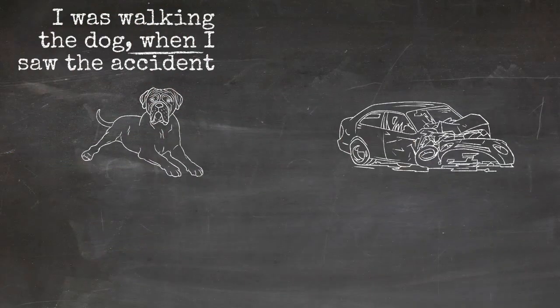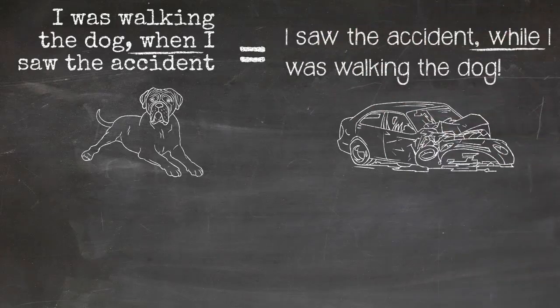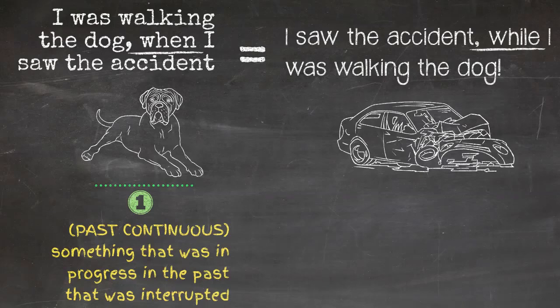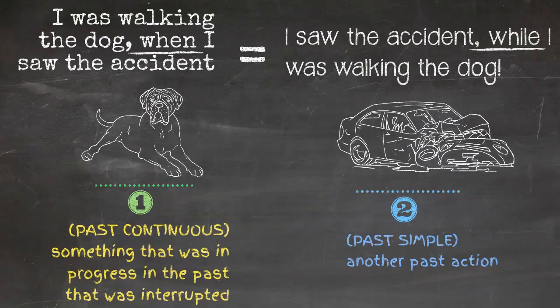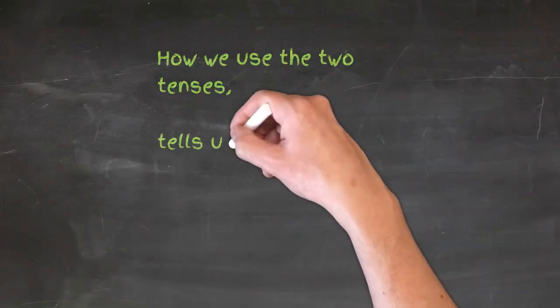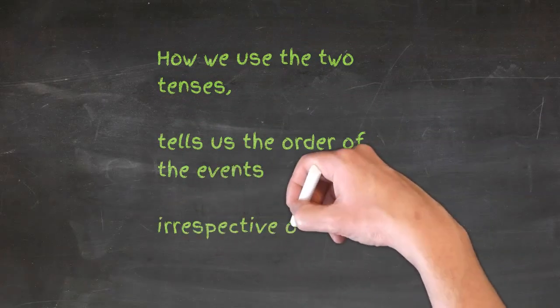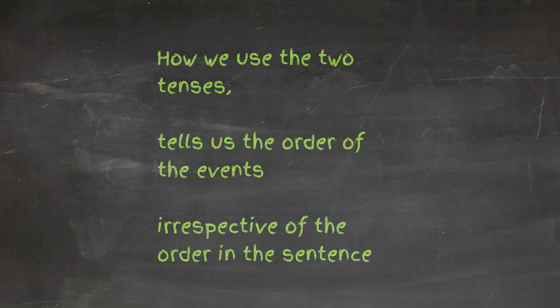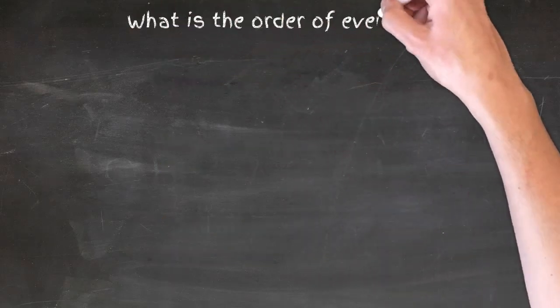Remember, the order can be changed. The sentence can be written as, I saw the accident while I was walking the dog. In both these cases, the walking of the dog was interrupted by seeing the accident. So, how we use the two tenses tells us the order of the events, irrespective of the order in the sentence. Look at this sentence.